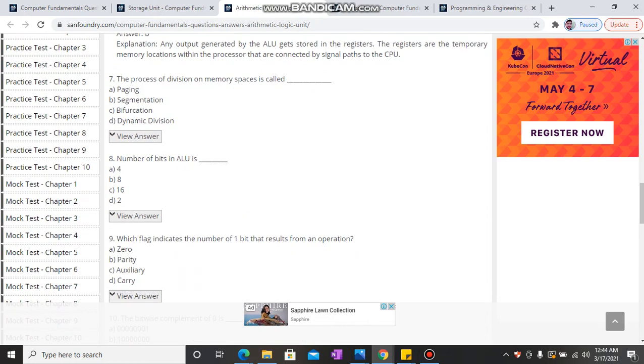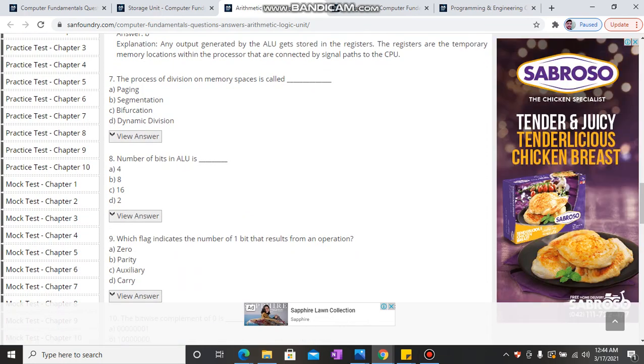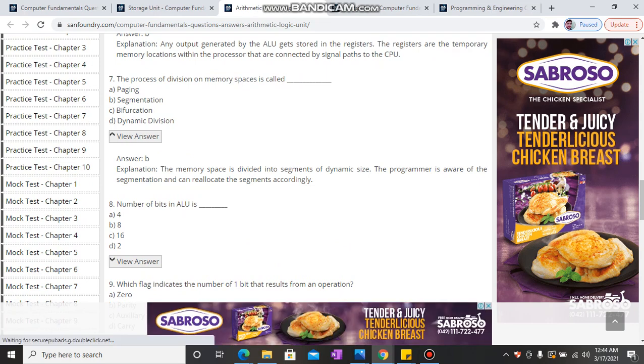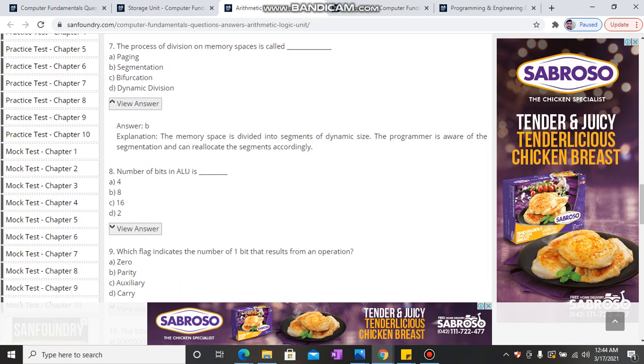Okay, we have got another question. In the process of division of memory spaces, that is known as B, segmentation. Whenever there is a process of division of memory space, that is known as segmentation. The memory space is divided into segments of dynamic size. The programmer is aware of the segments and can reallocate the segments accordingly.